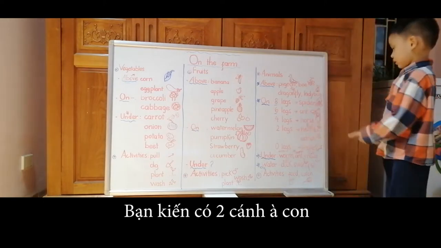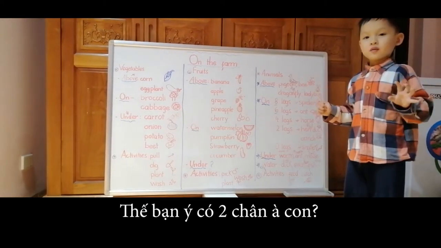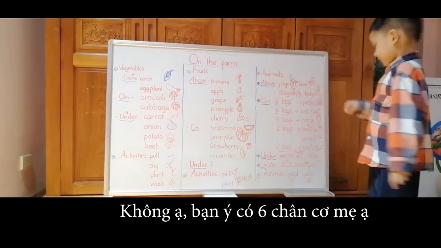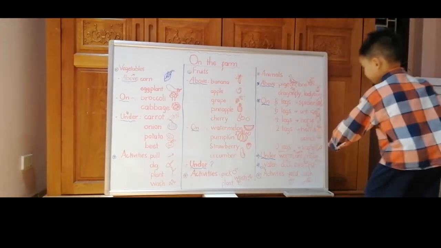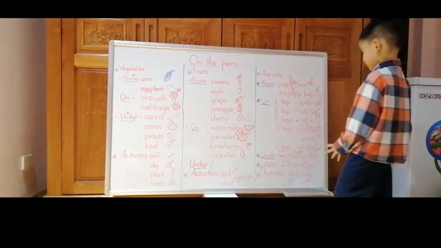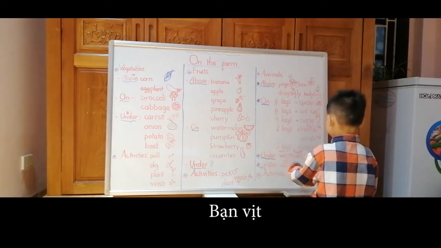Ant. Ant has two wings? No! Ant has two legs? No! It has six legs! Yes! Mouse has four legs! Yes! Duck!